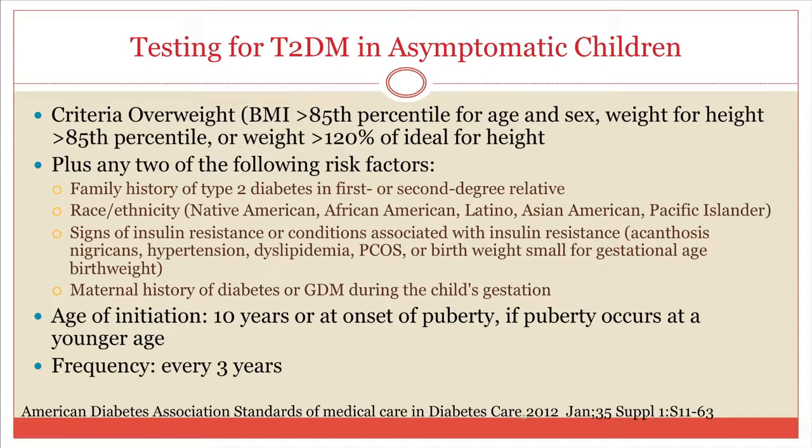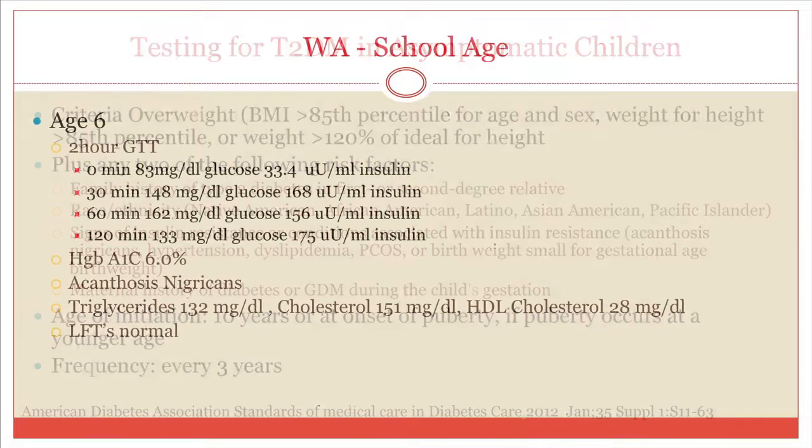The current testing recommendation is at 10 years or at onset of puberty. You know that insulin resistance increases during puberty physiologically and often will tip somebody into diabetes or impaired glucose tolerance. So we have these recommendations. We'll talk about how to test for diabetes, but these are the current recommendations. Test every 3 years. If you take care of any amount of obese children, most of them have at least 2 risk factors for diabetes.